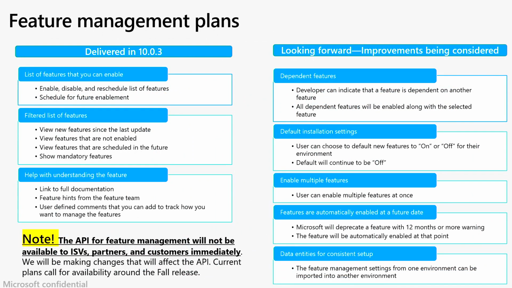So our plans: we already delivered it in 10.03. You can enable, disable, or schedule a feature. You can schedule something for future enablement. You can filter on the different kinds of features, and you have links to documentation now. All the documentation for a feature has to be done before we release it to you, so there won't be any gaps. You'll be able to look at the feature and see it right away. So instead of jumping to the looking forward, I'm going to jump to the demo, show you all the stuff, and then we'll come back to what's going to come in the future for you.